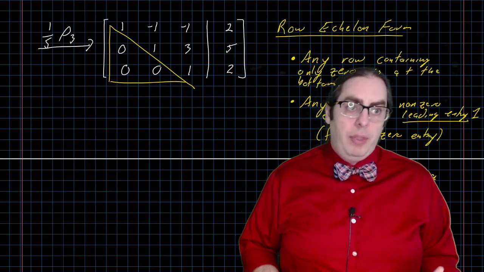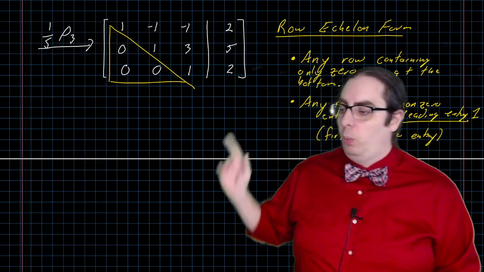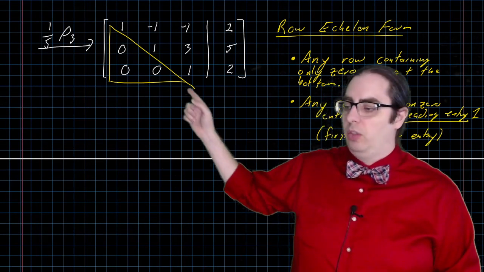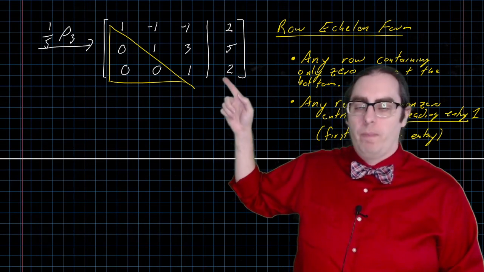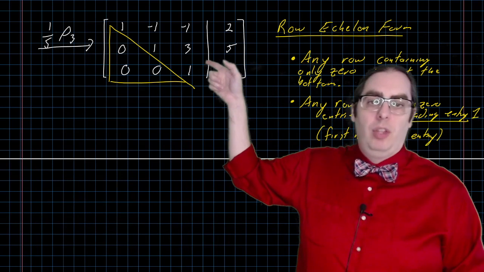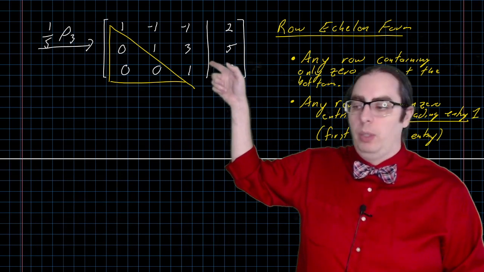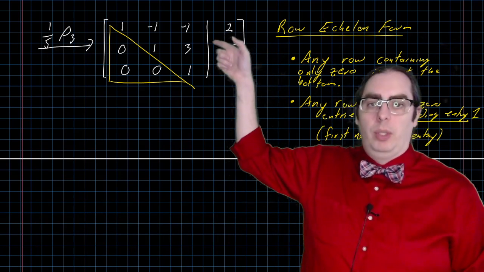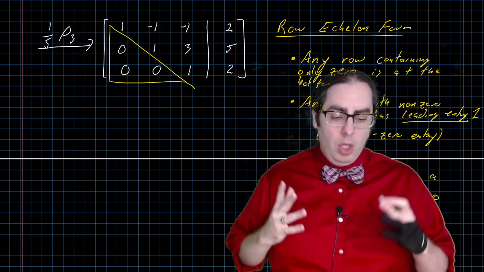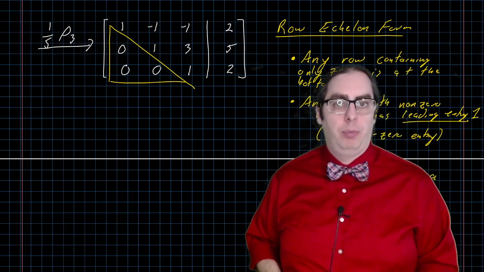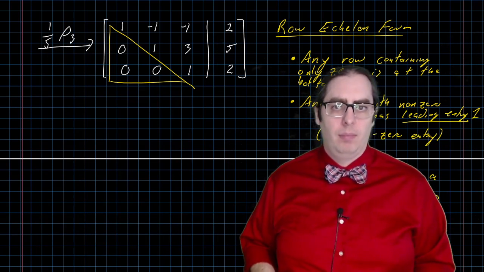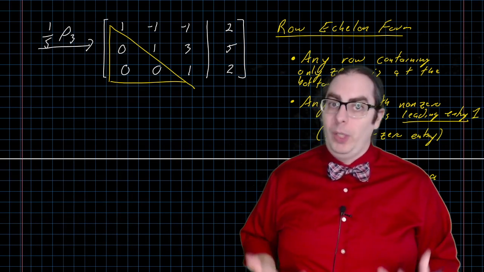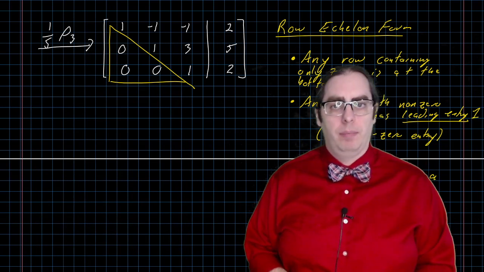We could stop there. At this point, we can turn this into a system of equations. That third equation tells us that x3 is equal to 2. We can plug that value into this equation and figure out what x2 is. We can plug those values into this equation and figure out what x1 is. We are at the point where back substitution is really easy. But we could also keep going.